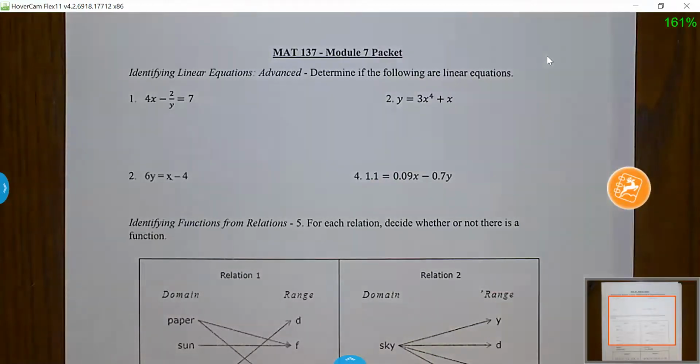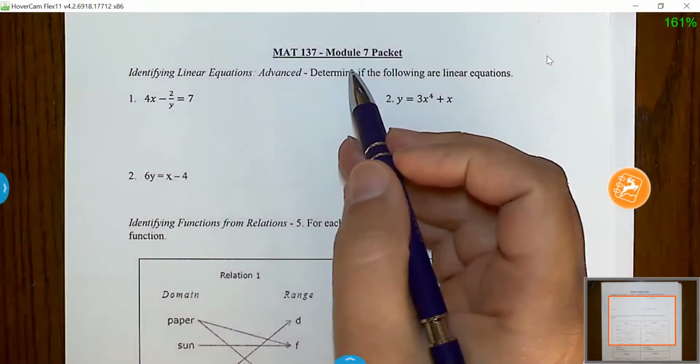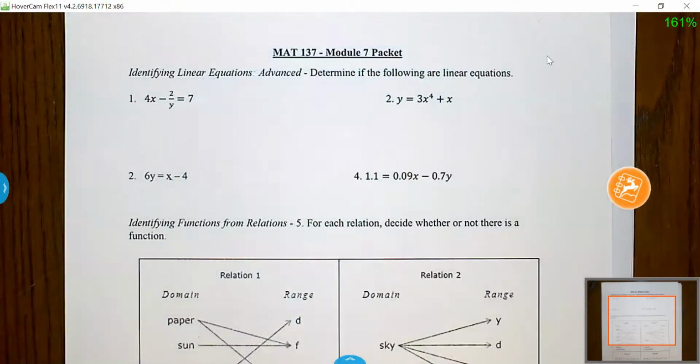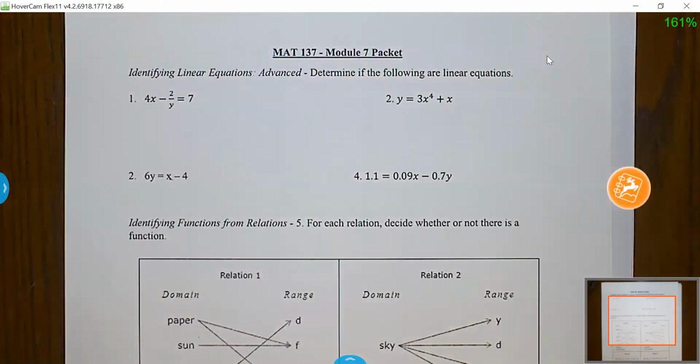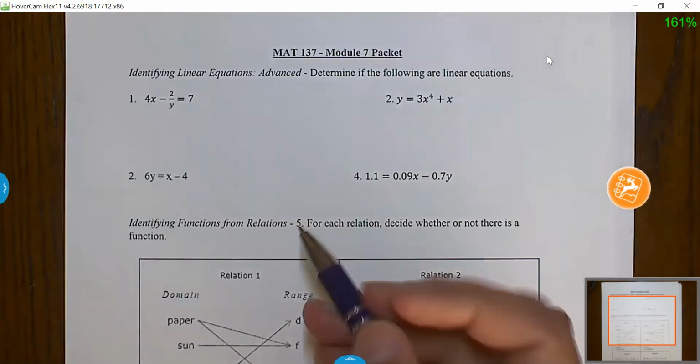Hey everyone, today we are going to be doing the Module 7 packet. I'm going to do about the first 3 pages in this video, and then you're going to see 3 pages in another video. I'm going to do it kind of in thirds, in 3 different parts for you.